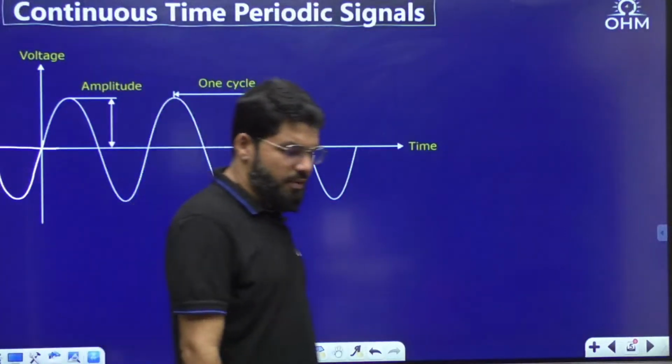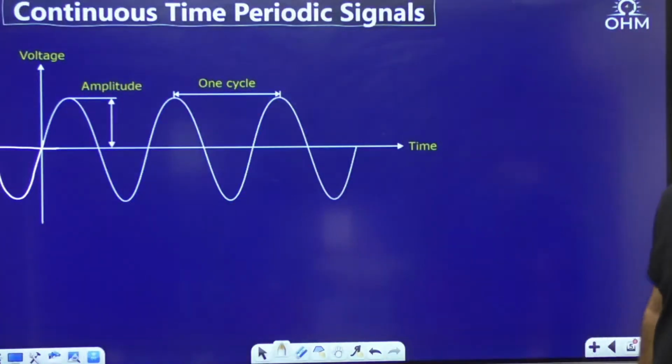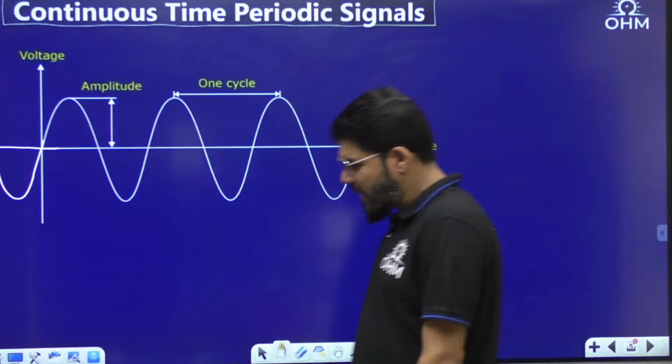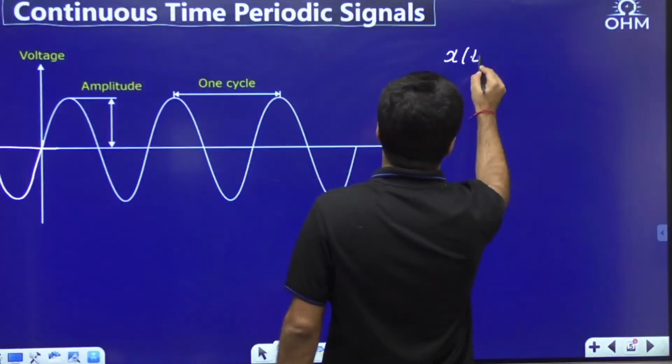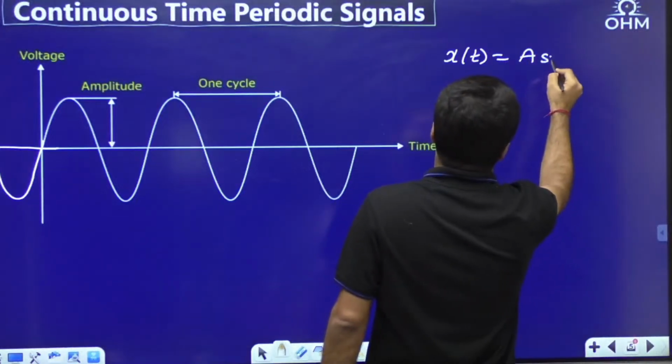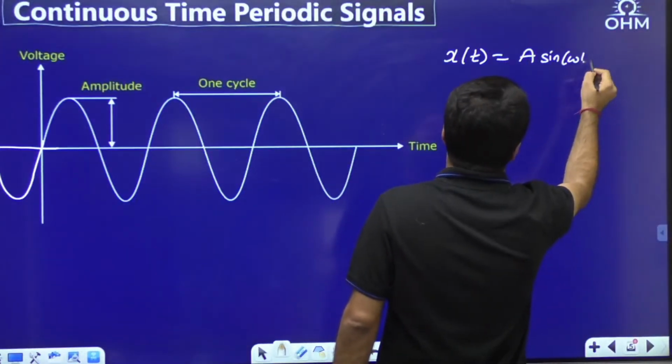To be considered from minus infinity to plus infinity, right? Okay. So this is a very simple waveform which we all know as the sinusoid, A sine omega t. And what is the time period?